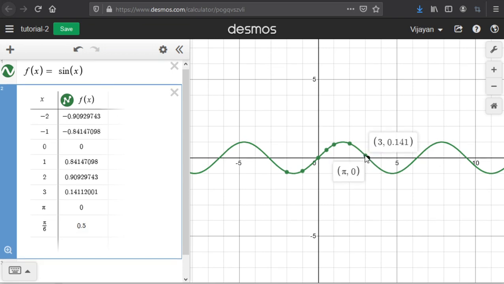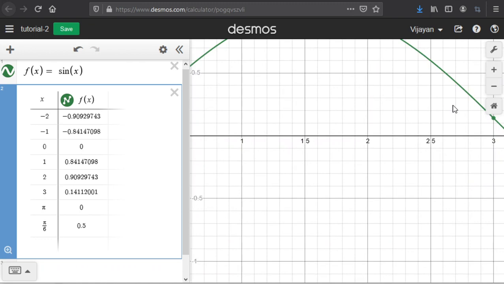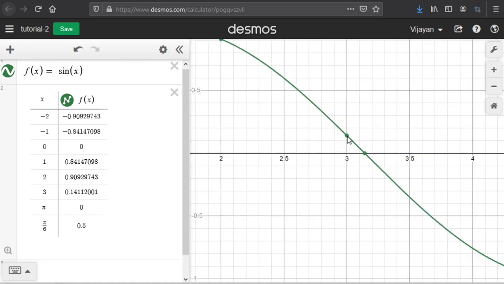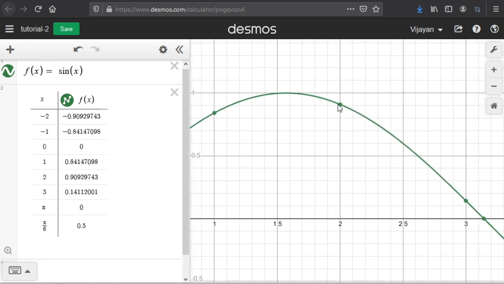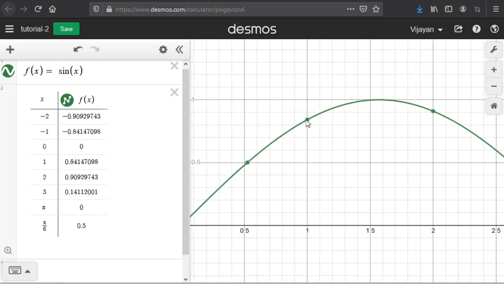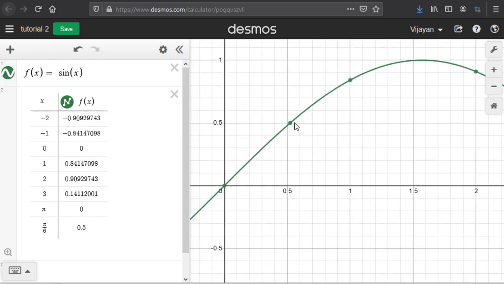If I zoom it, this is the pi by 6, that is 0.5, it is coming. So all the points are getting marked. If I click on the points, the location of those points will be shown. So this is how discrete points can be plotted using the table function of this Desmos.